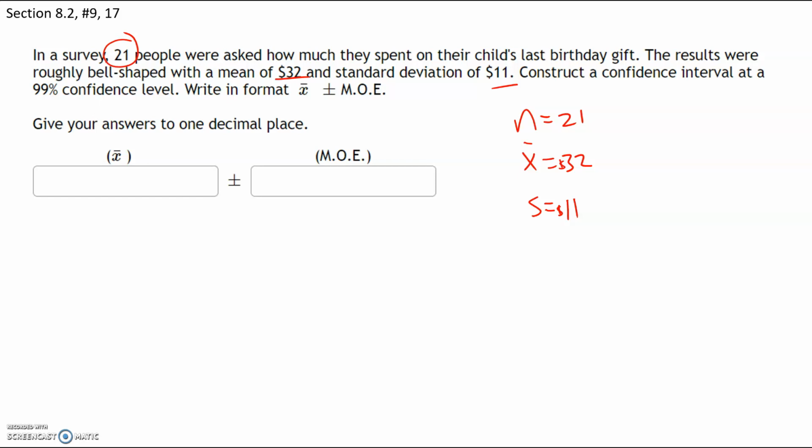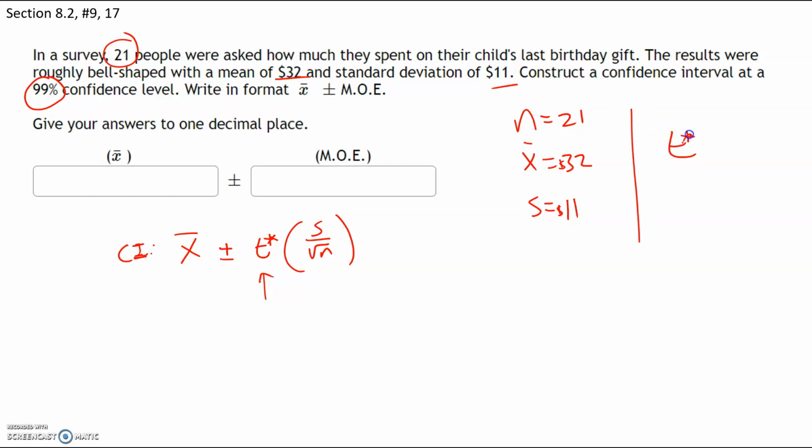Construct a confidence interval at a 99% confidence level. So first off, if we're going to construct a confidence interval, it's going to be using this formula. Our confidence interval is our sample mean plus or minus our critical value t star times sample standard deviation over radical n. Now notice that we have everything we need. We have our sample mean, we have our sample standard deviation, we have our n. All we're missing is the critical value. So first, let's go through and find that. Let's find our t star.